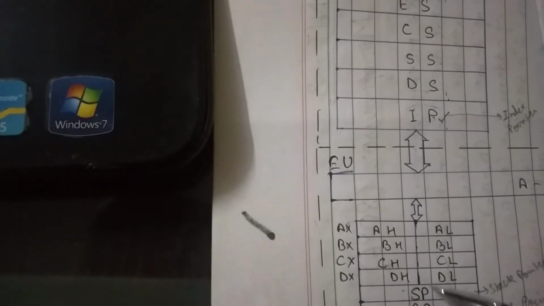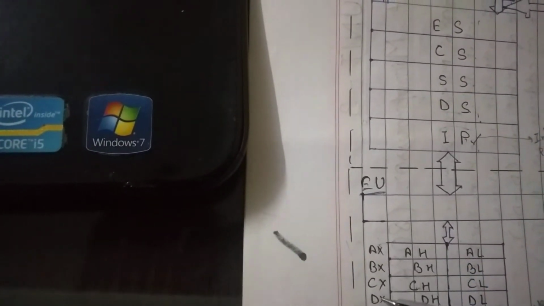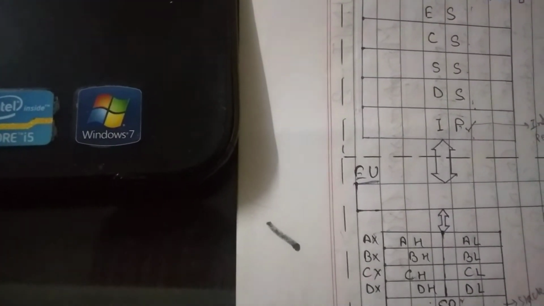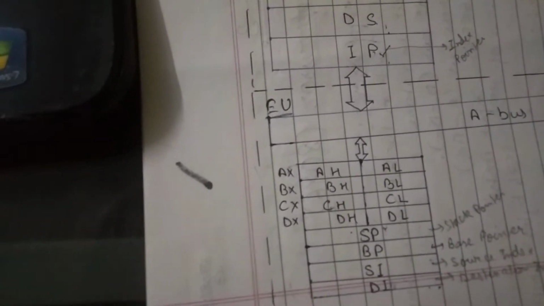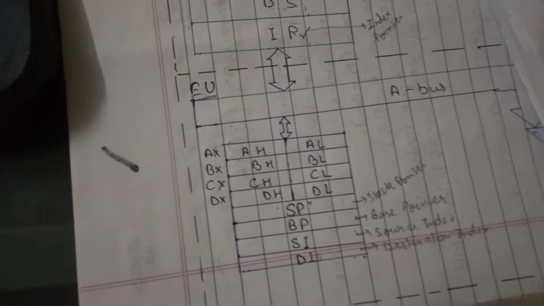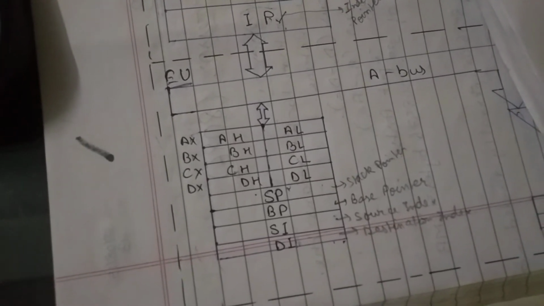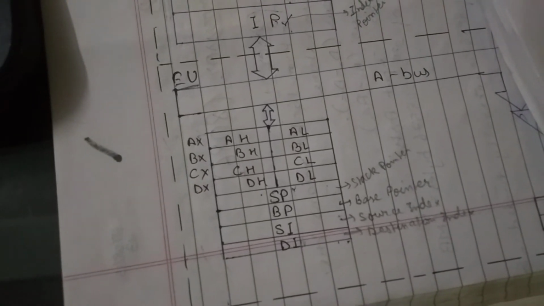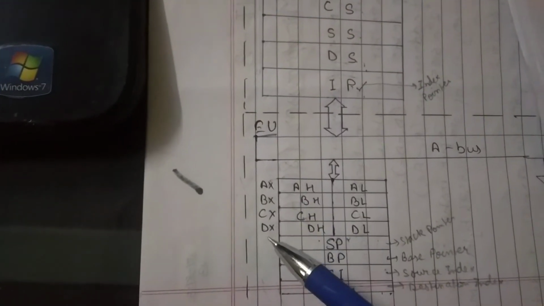Above this part there are 4 general purpose registers. These AX, BX, CX, DX are called general purpose registers. Suppose that we have to store any data on which any operation is to be performed, or after any arithmetic or logic operation the result is to be stored, then where can it be stored? It can be stored in the general purpose registers of the 8086 microprocessor. So these are the general purpose registers: AX, BX, CX, DX.